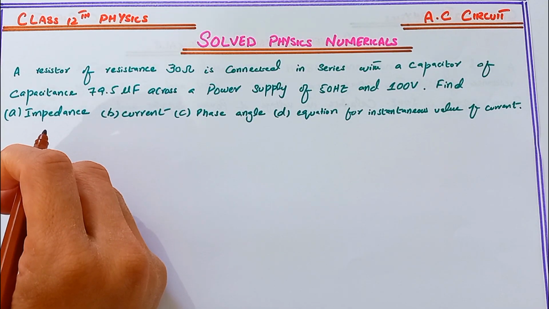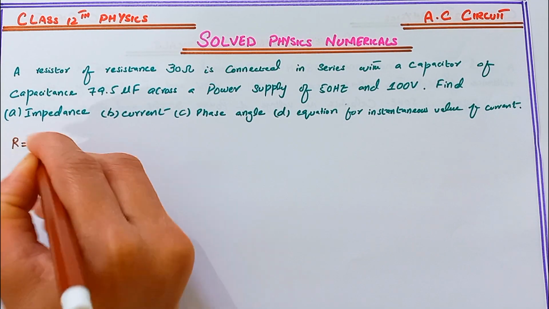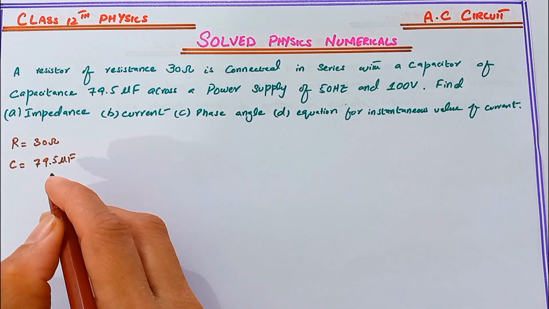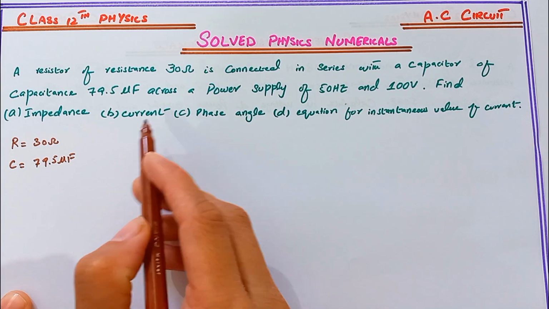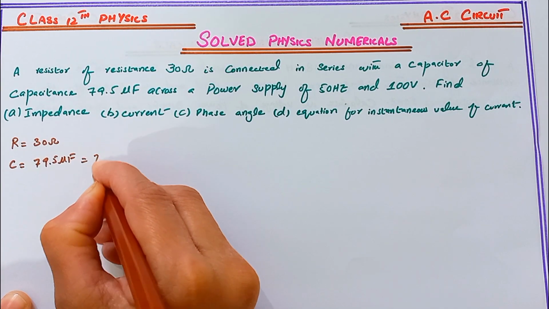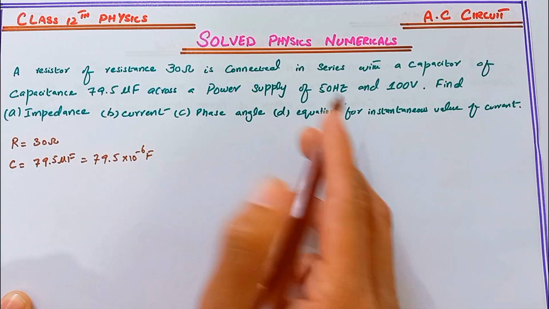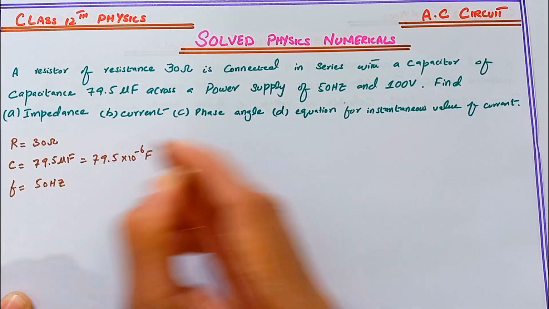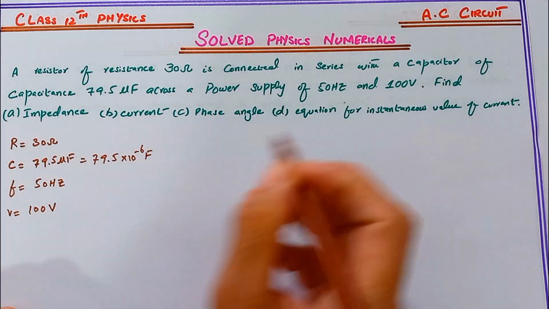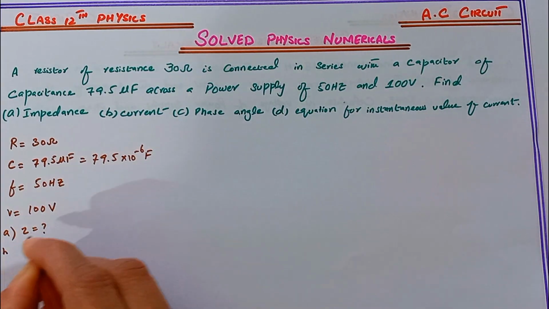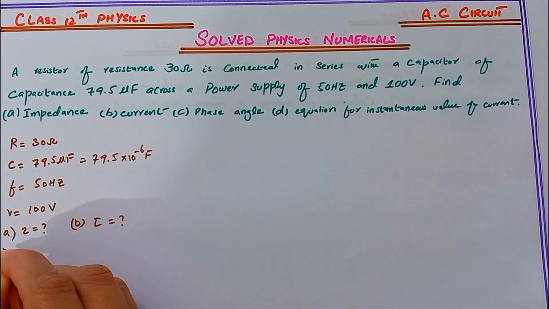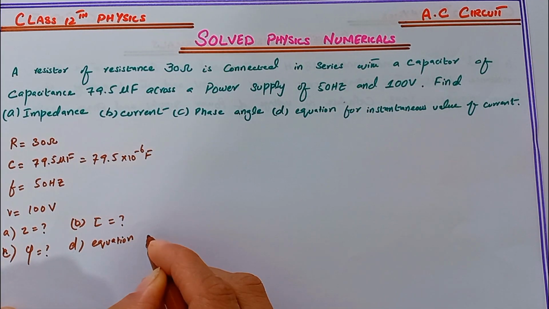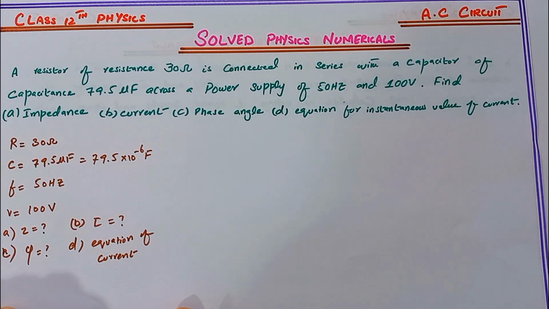So here we write that the resistor value is 30 ohm, connected in series with a capacitor whose value is given as 79.5 microfarad. Micro, we know, is 10 to the power minus 6, so it can be written as 79.5 into 10 to the power minus 6 farad, across a power supply with frequency 50 hertz and voltage 100 volt. In the A part, find the impedance. B part, find the current. C part, find the phase angle. And D part, find the equation of current.